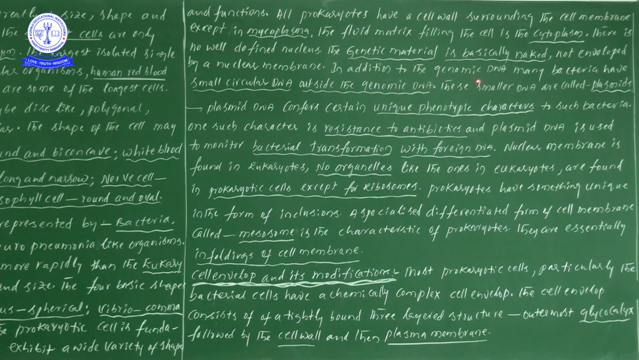Next one, in addition to the genomic DNA, many bacteria have small circular DNA outside the genomic DNA. This is important, listen carefully. Suppose one particular organism is there, definitely genetic material must be there. In addition to the genetic material or genomic DNA, many bacteria have small circular DNA outside of the genomic DNA.